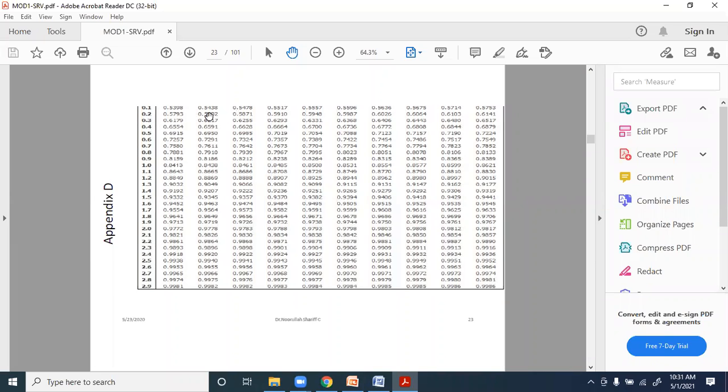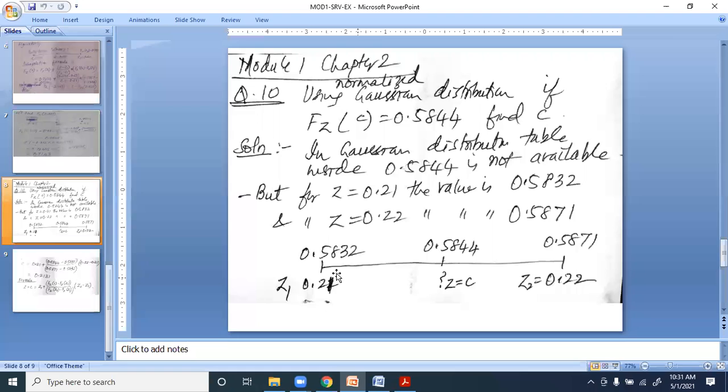This is 0.20, 0.21, 0.22. So 0.5832 is corresponding to 0.21, and 0.5871 is corresponding to 0.22, and that's what we have taken here. See this, okay? 0.5844 is between the values 0.5832 and 0.5871, and 0.5832 is at Z1 equals 0.21 and 0.5871 is at 0.22. So what is the value of Z?